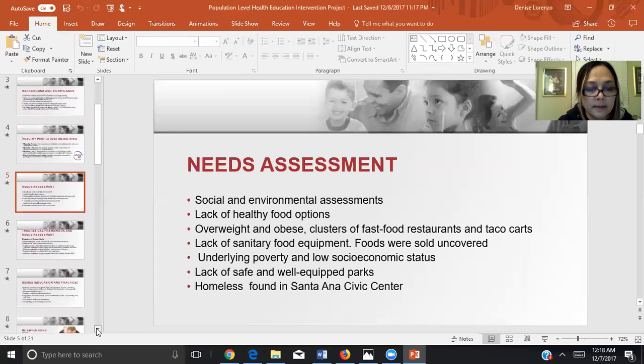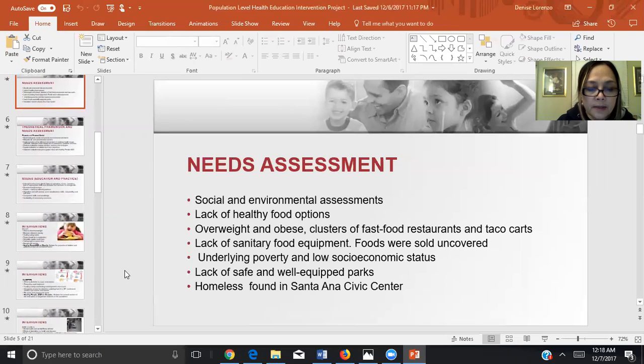Needs assessment. In order to promote health education, it was important to perform a social assessment to learn the population's perceptions of their own needs and quality of life. During the windshield survey, I observed that most Latinos were overweight and obese. There was a lack of stores selling healthy food. When I went around downtown Santa Ana, I saw unhealthy eating habits. Clusters of fast food restaurants and taco carts were everywhere. Foods high in fats and carbohydrates.